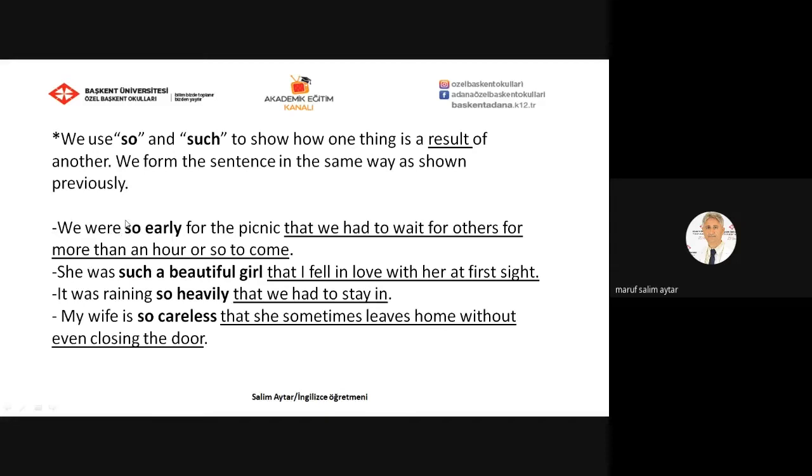We were so early for the picnic that we had to wait for others for more than an hour or so to come, to join us actually. She was such a beautiful girl that I fell in love with her at first sight. It was raining so heavily that we had to stay in. My wife is so careless that she sometimes leaves home without even closing the door. Well, all the underlined sentences here show us a result, people.